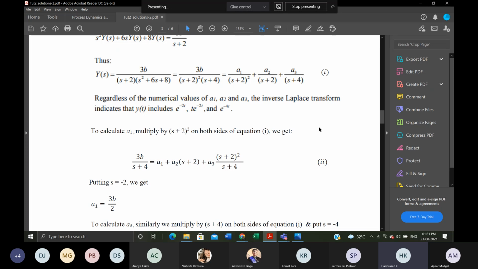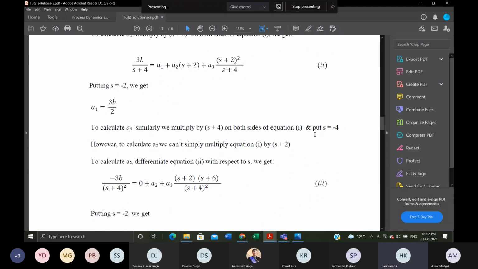Similarly, you do the same thing for the other variables. In the s plus 4 case, you will have to multiply the entire term by s plus 4 and substitute s equal to minus 4. So you can just drag down. Let's move further.